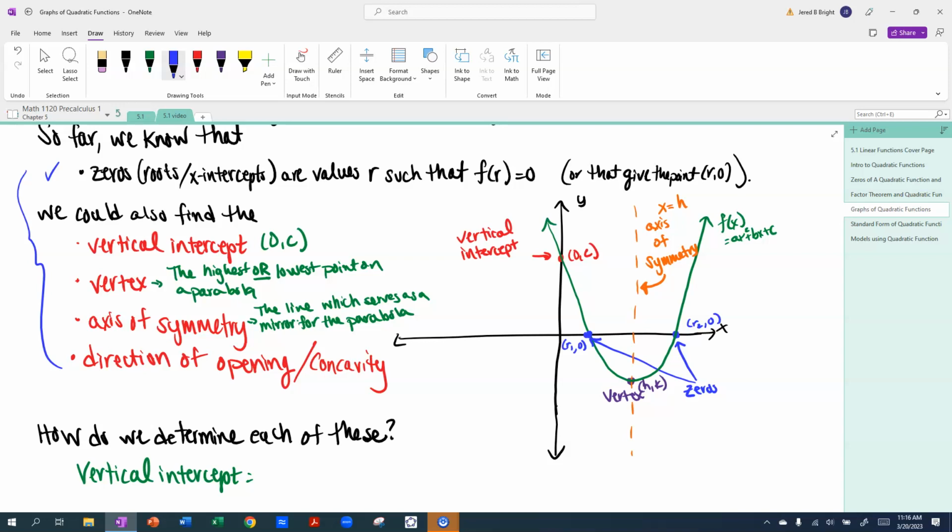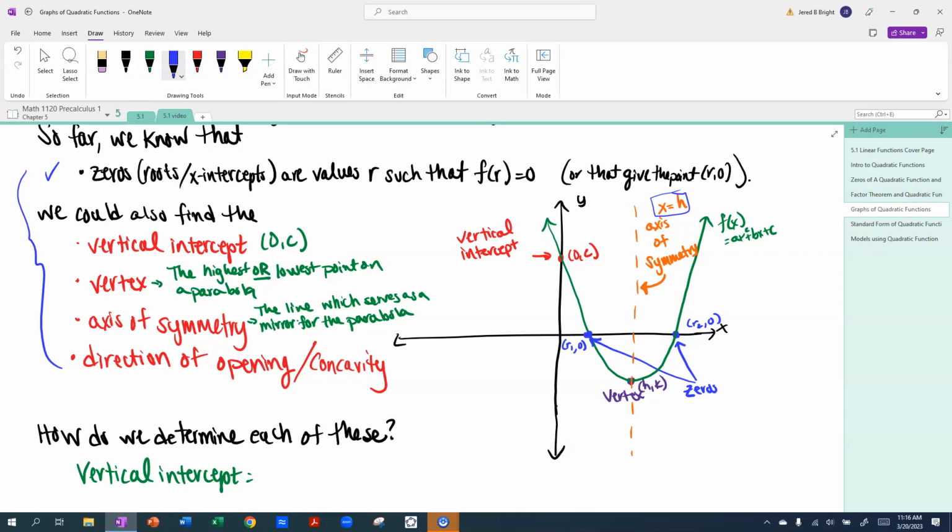And then there's this axis of symmetry. Mine kind of looks like it, but if you were to imagine folding along this line, the parabola would mirror itself. It would lie exactly on top of itself. And that's why it's called a line of symmetry, axis of symmetry. When we write that axis of symmetry, it is an equation of a line, and it is a vertical line, so x equals something.